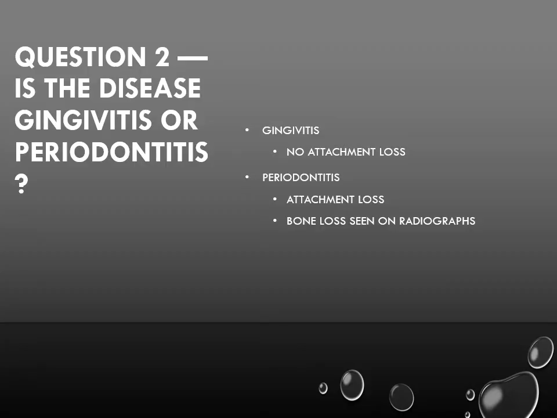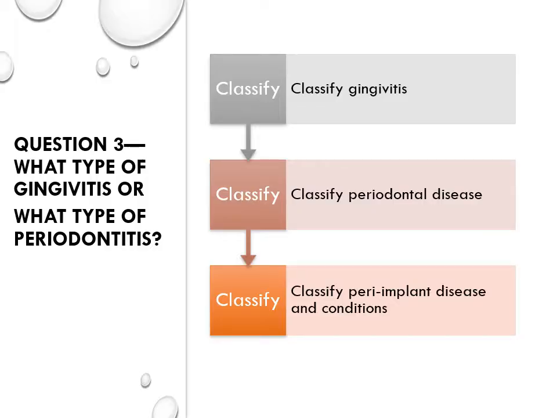So question 2, is the disease gingivitis or periodontitis? In other words, is there attachment loss or is there no attachment loss? And bone loss. We're looking at x-rays. So what type of gingivitis or what type of periodontitis? So we might classify the gingivitis, classify periodontal disease, or not, it shouldn't say periodontal disease, should it? It should say periodontitis. And keeping with the last chapter, chapter 9, we're going to classify peri-implant diseases and conditions as well.